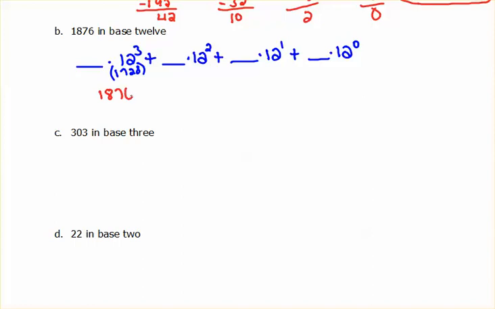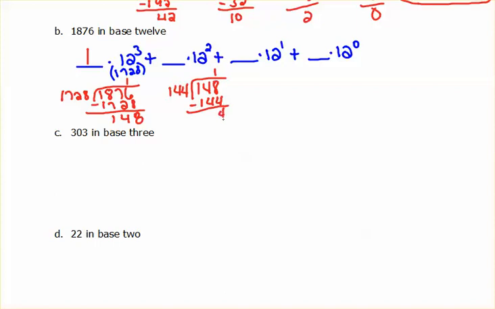So 1876 divided by 1728 is only going to go in there once. When we do the subtraction, we end up with 148. So there is one group of 12 cubed with 148 left over. Our next position is 12 squared, which is 144. So 144 will go into 148 one time with 4 left over. So we have one group of 144 with 4 left over.